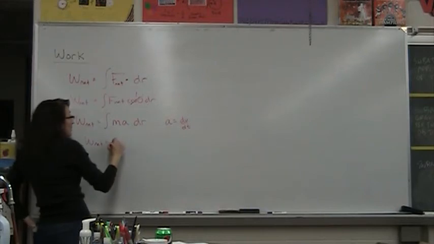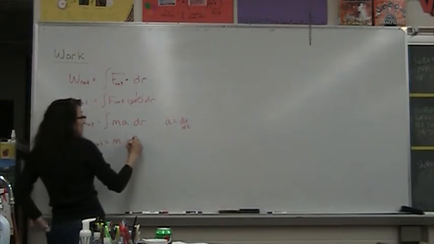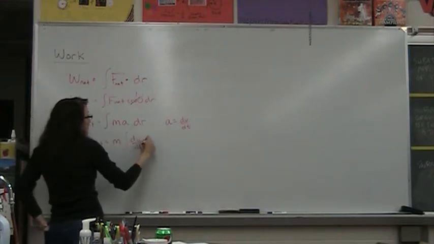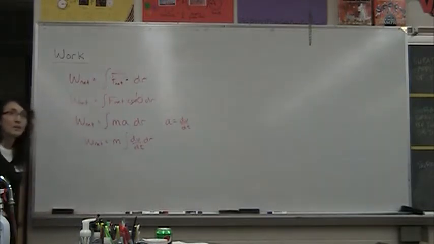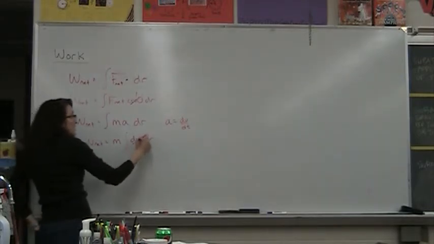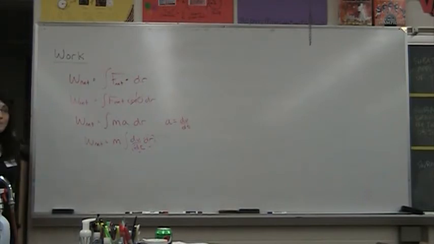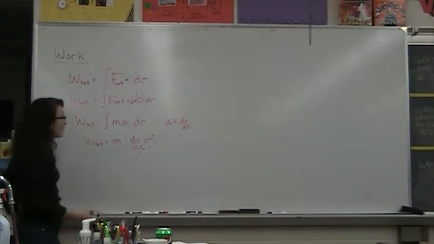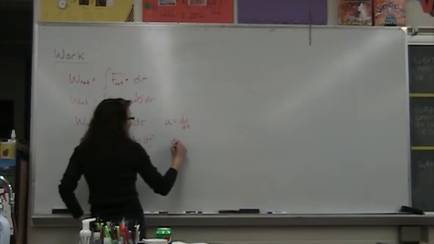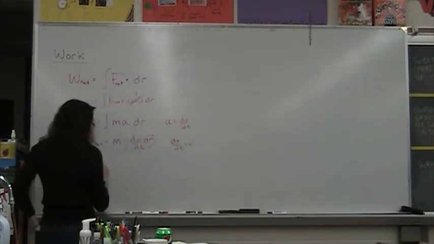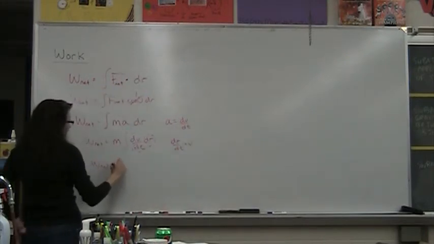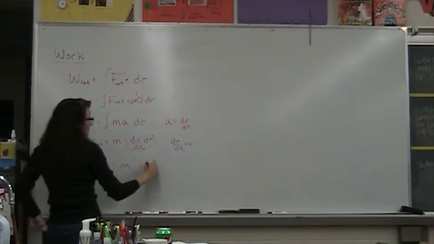Yeah. We're assuming the mass of the object isn't changing. So dv dt over r. What is dr over dt? Change in position over change in time. Velocity. That is velocity. And we can say work net equals m, the integral of v dv.